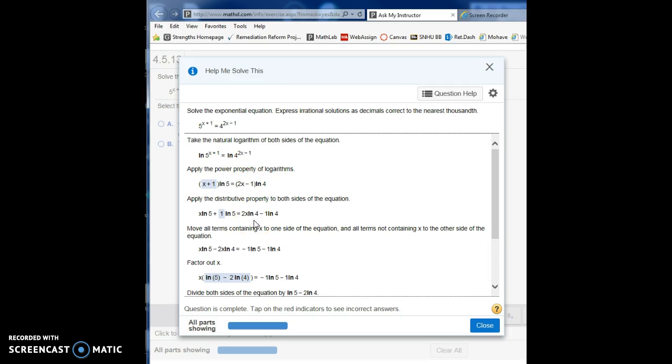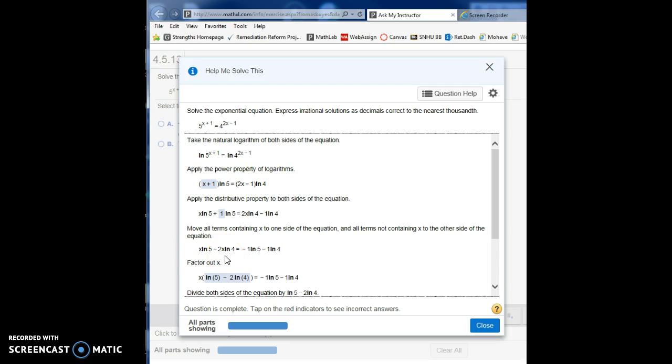And now our algebra, we want to get all the x's to the same side. So I need to subtract this 2x times the log of 4 from both sides, so it'll disappear on the right, and now it's subtracted on the left. And this term does not have an x in it, so I need to subtract it from both sides. It'll disappear on the left, and now it's over here subtracted on the right. So now all my x's are on one side.